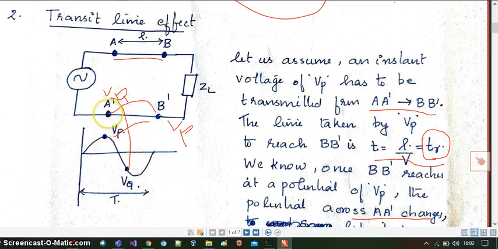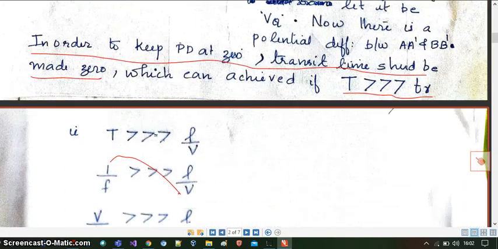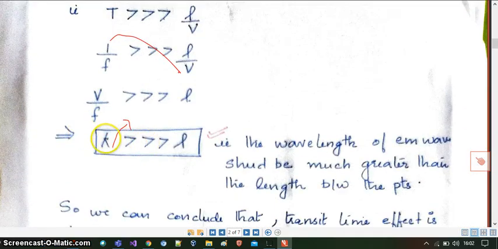Repeat, that is, initially I have taken the voltage across A dash as Vp. Now this voltage travels from A dash to B dash. At that time what happens? The voltage across A dash changes, and that is taken as Vq, just as an example. So A dash and B dash are at entirely different potentials, and if you want to make the potential difference equal to 0, then you have to follow this condition that lambda is much greater than L.